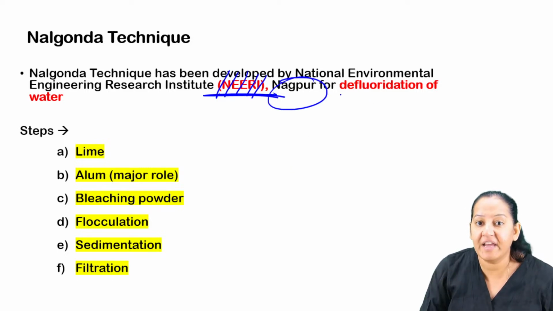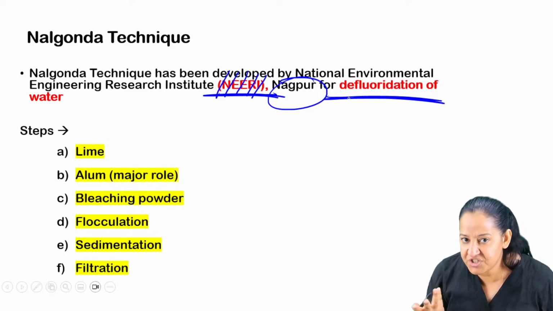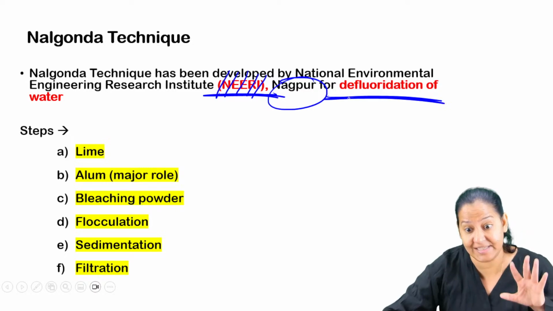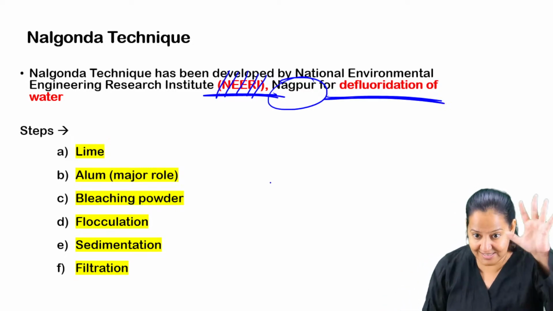It's a question. Here, defluorination is done. How is defluorination done? If the water contains excess fluorine, how can I remove that? Six steps have to be followed, six steps in a sequence.